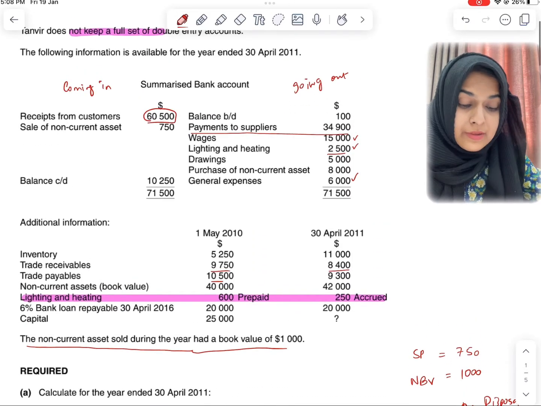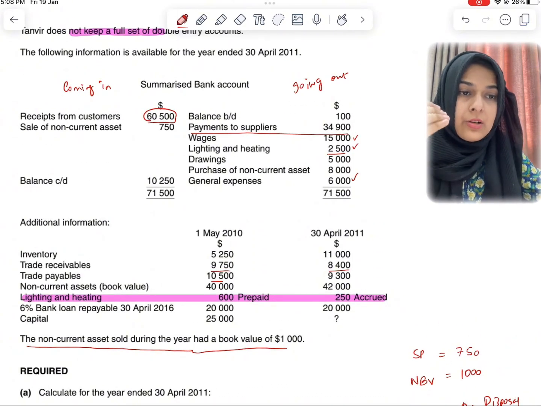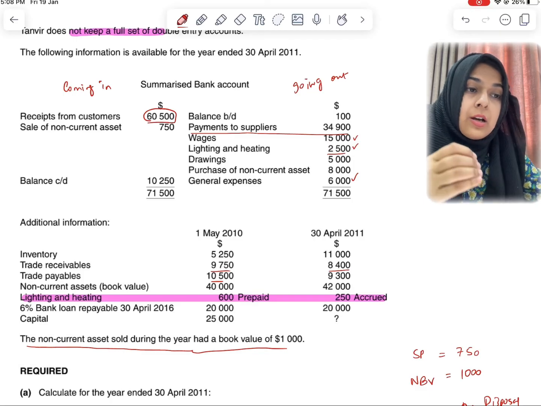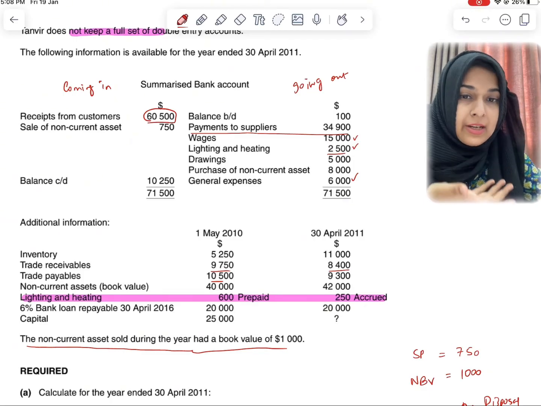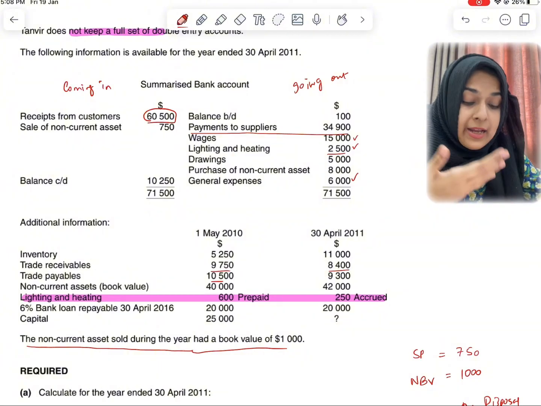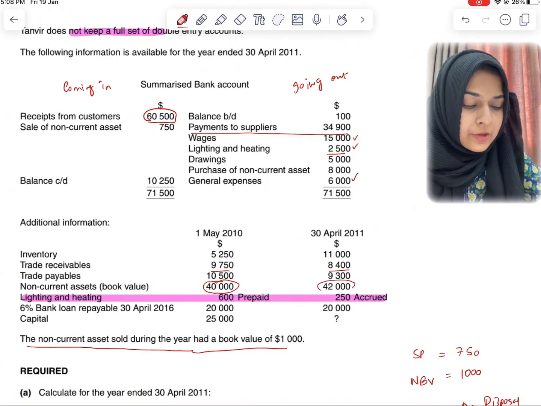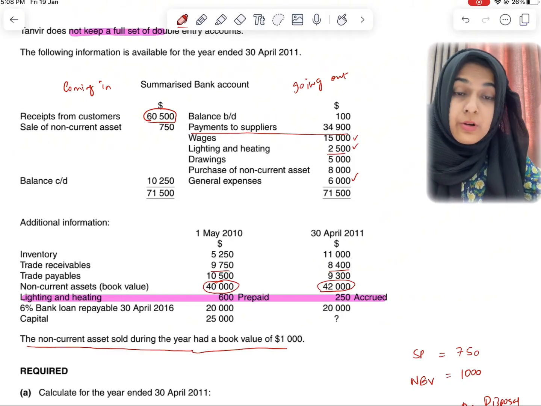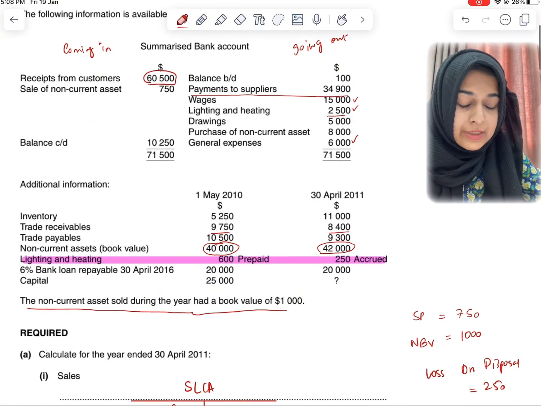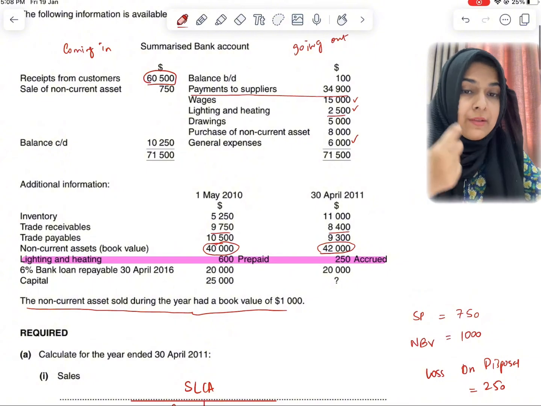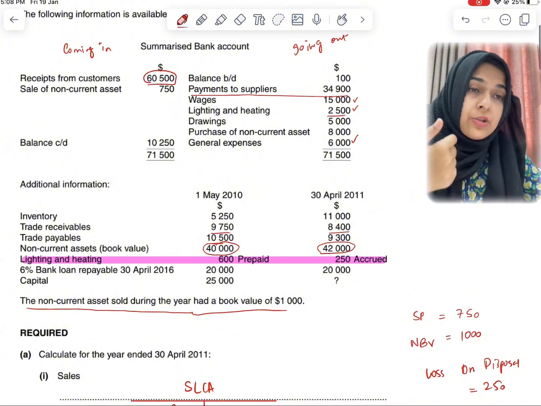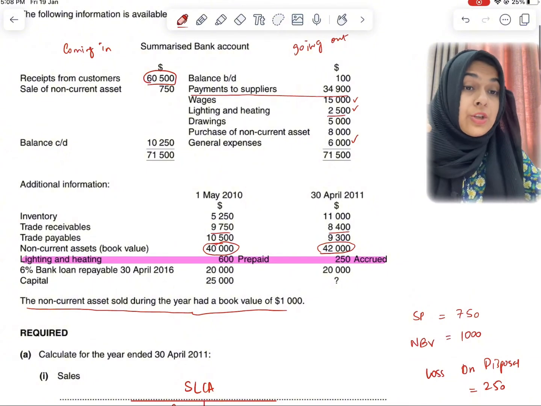But now the thing is that in every question of incomplete records, whenever we're making the income statement, we don't forget the depreciation that is charged on non-current assets. If you look here, you have a net book value at the start of the year, that is 40,000, and at the end of the year you have 42,000 net book value for non-current assets. Now you just have net book values. You don't have a method of depreciation, you don't have a policy of depreciation, you don't have the cost of non-current assets, so you just have net book value.